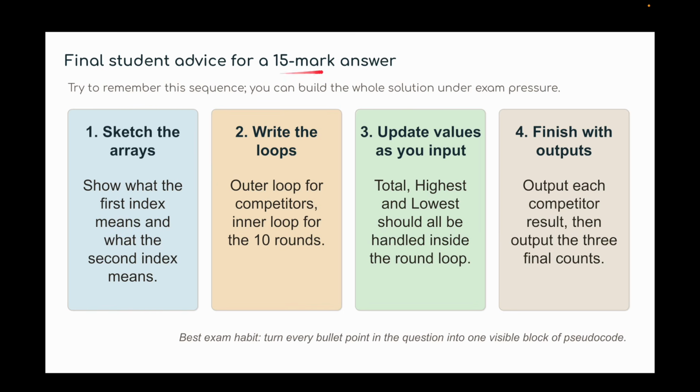So, final student advice for a 15-mark question. This is what I would do. Sketch your arrays. Draw your arrays on your piece of paper. It shows the examiner that you know what you're talking about. Write the loops: the outer loop for the competitors, whatever you're doing, and the inner loop. There is generally always a loop within a loop. Update the values as you input: total, highest, and lowest. We need to set some counters at the very beginning. Set them to 0 and then tally them up as we go through the loops. Then finish with the output. Output each competitor's result, and then output the 3 final counts.